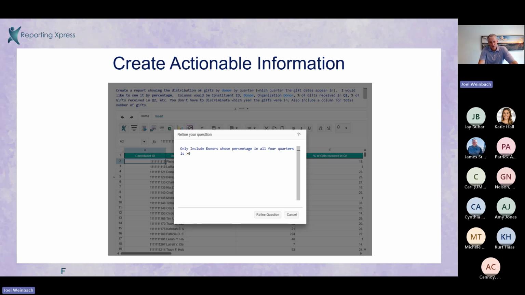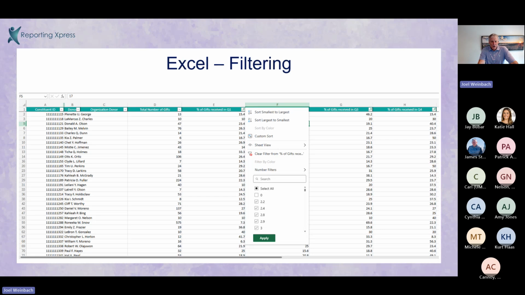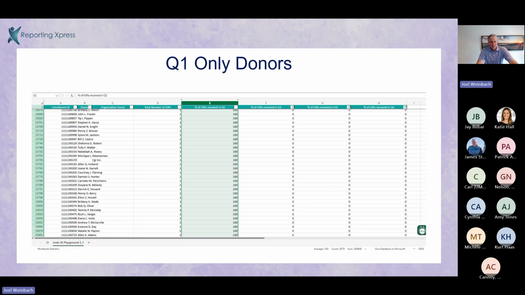If I was doing it all in our system, Express Analytics, I'd say only include donors whose percentage in all 4 quarters is greater than 0. Those are donors that give in all 4 quarters of the year. So I can do that. I can also do the same thing by taking that breakdown by percentage into Excel and just filtering it. So in this case, if I wanted to see donors who'd given in all 4 quarters, I've just applied a filter to those columns and I've turned off the 0 donors, so 0%. If I turn that off in all 4 quarters, what I get is a bunch of donors that have only given in the first quarter.